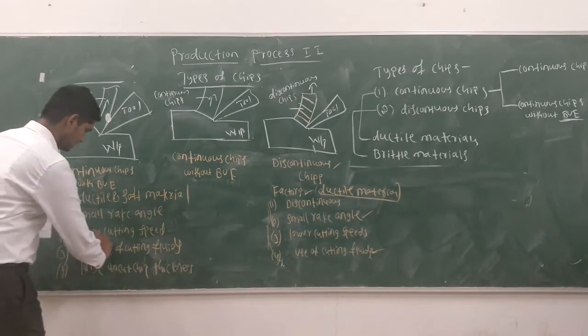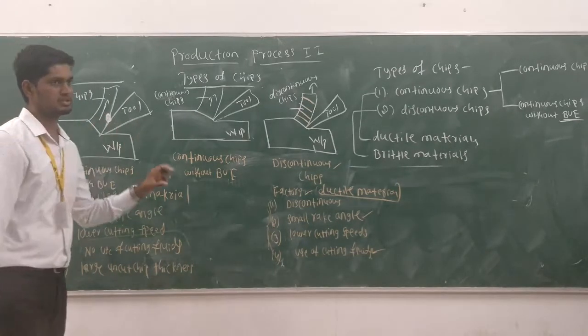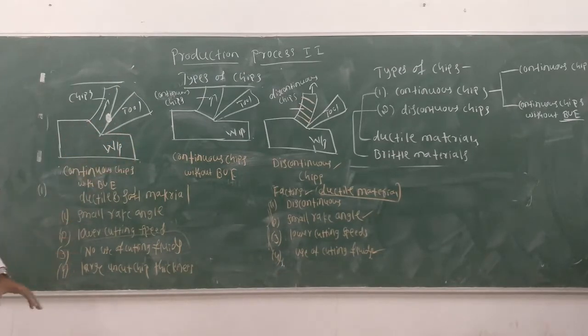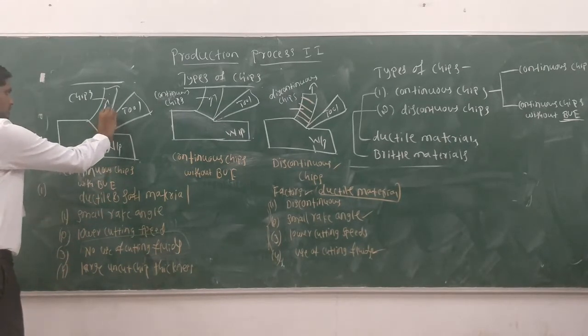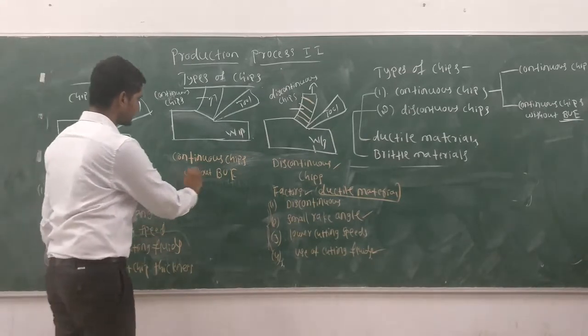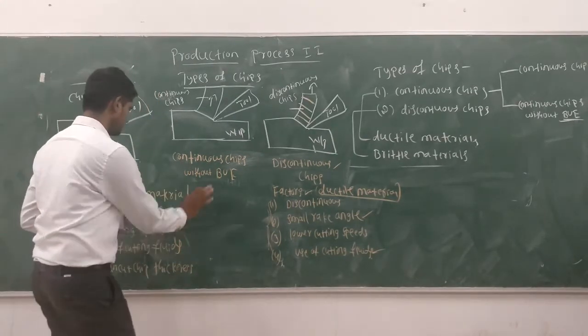As we can see here, there is no use of a cutting fluid. If you are not using cutting fluids, then the high temperature chip falls on the rake face of the tool, and as a result, it gets adhered or welded, and as a result, formation of a built-up edge takes place. And now coming to continuous chips without the formation of built-up edge.